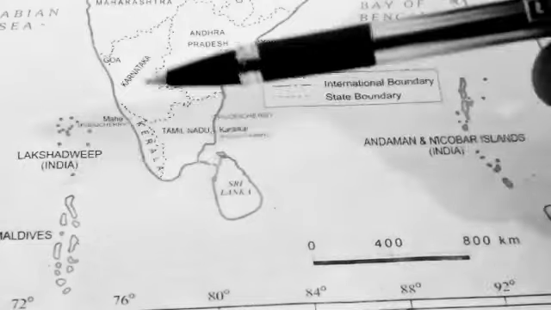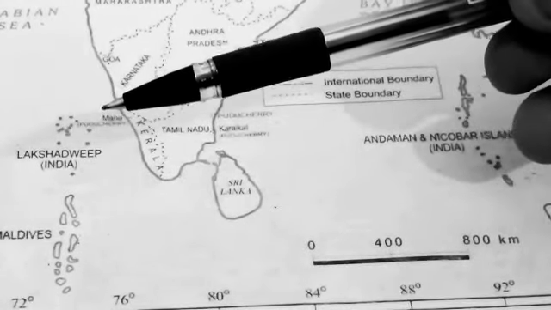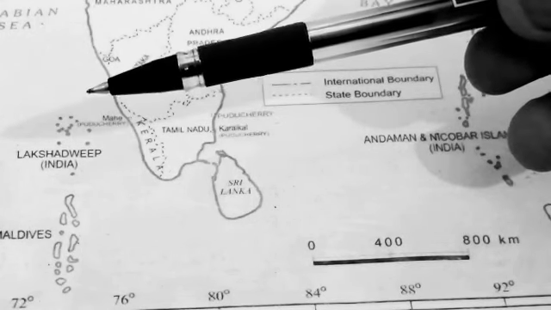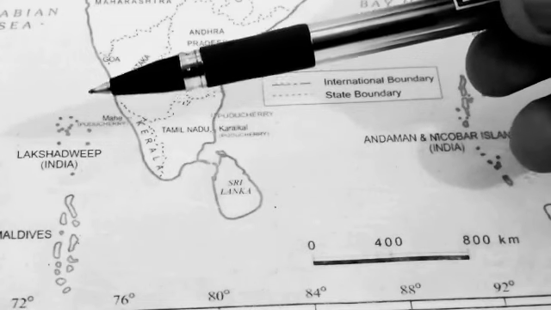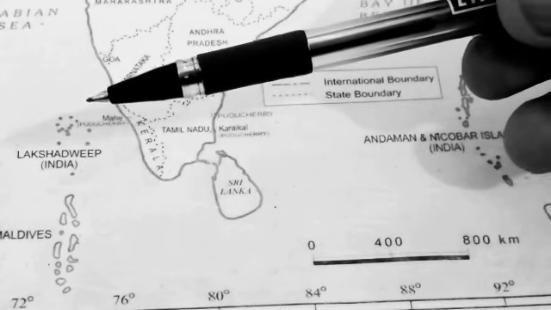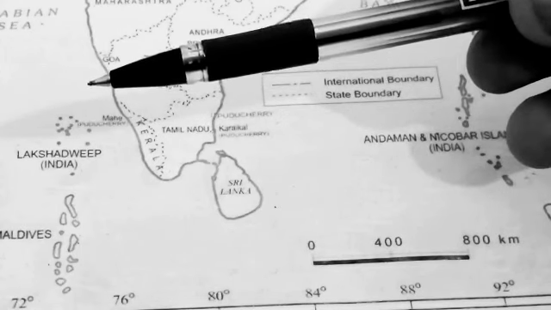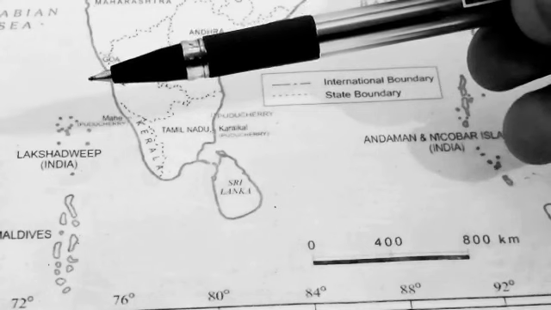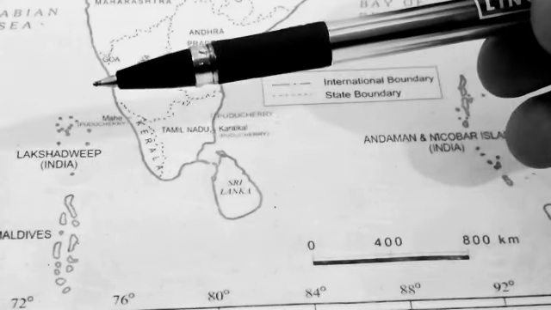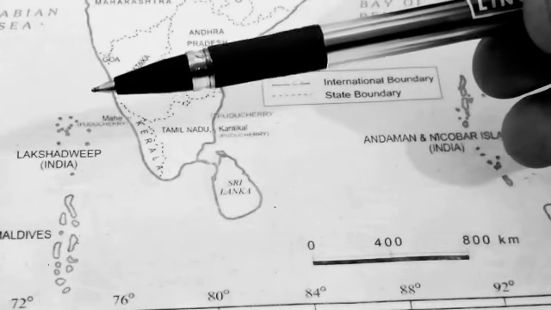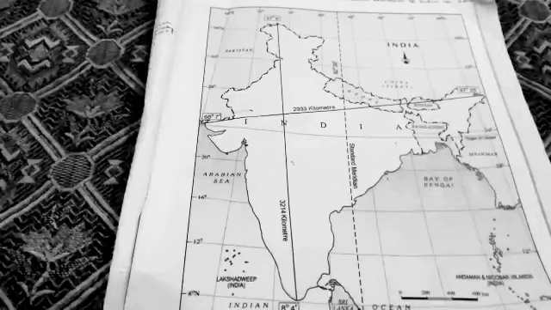The second group of islands is the Lakshadweep Islands. These are situated in the Arabian Sea to the southwest of the mainland. These are basically coral islands and consist of 36 islands, of which only 10 islands are inhabited. The capital city of the Lakshadweep Islands is Kavaratti.